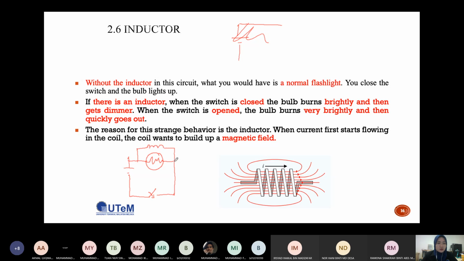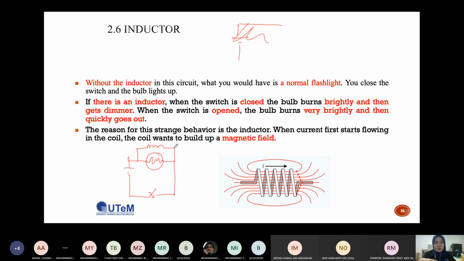so this is an inductor. If there is an inductor, when the switch is closed, the bulb burns brightly. The bulb will turn on, but then it will get dimmer. And then when the switch is open, the bulb still burns very brightly, but then it quickly goes out.